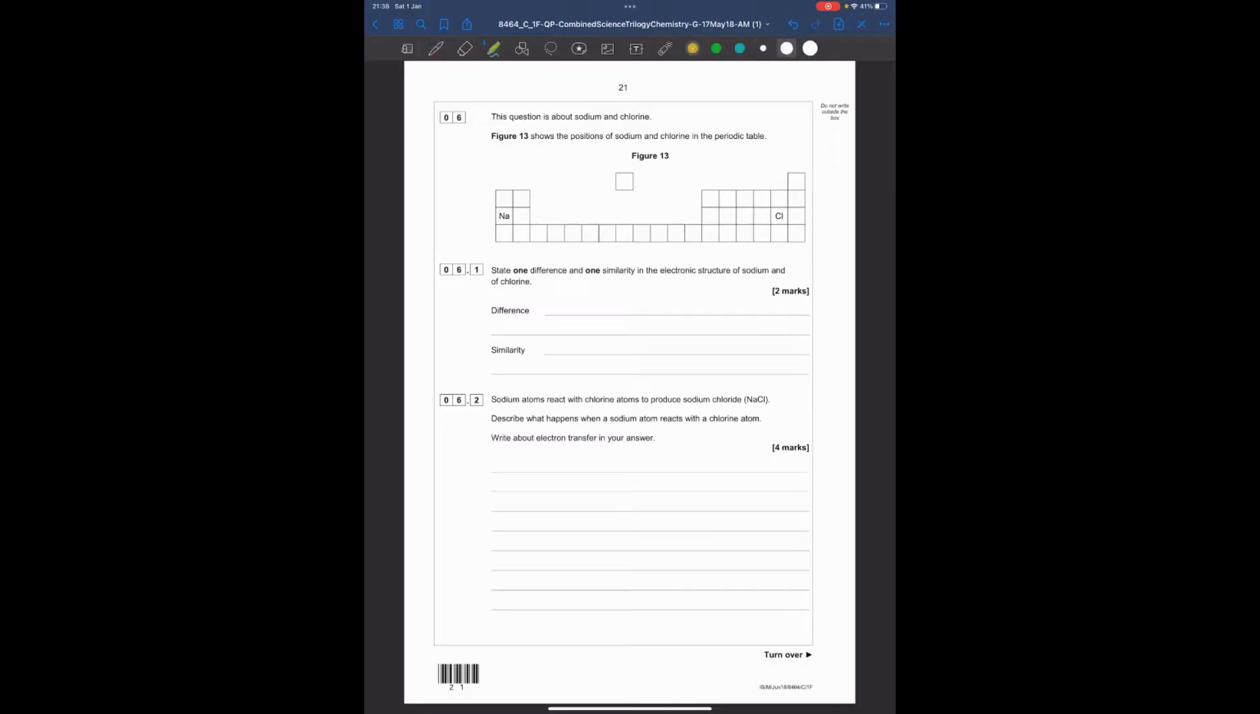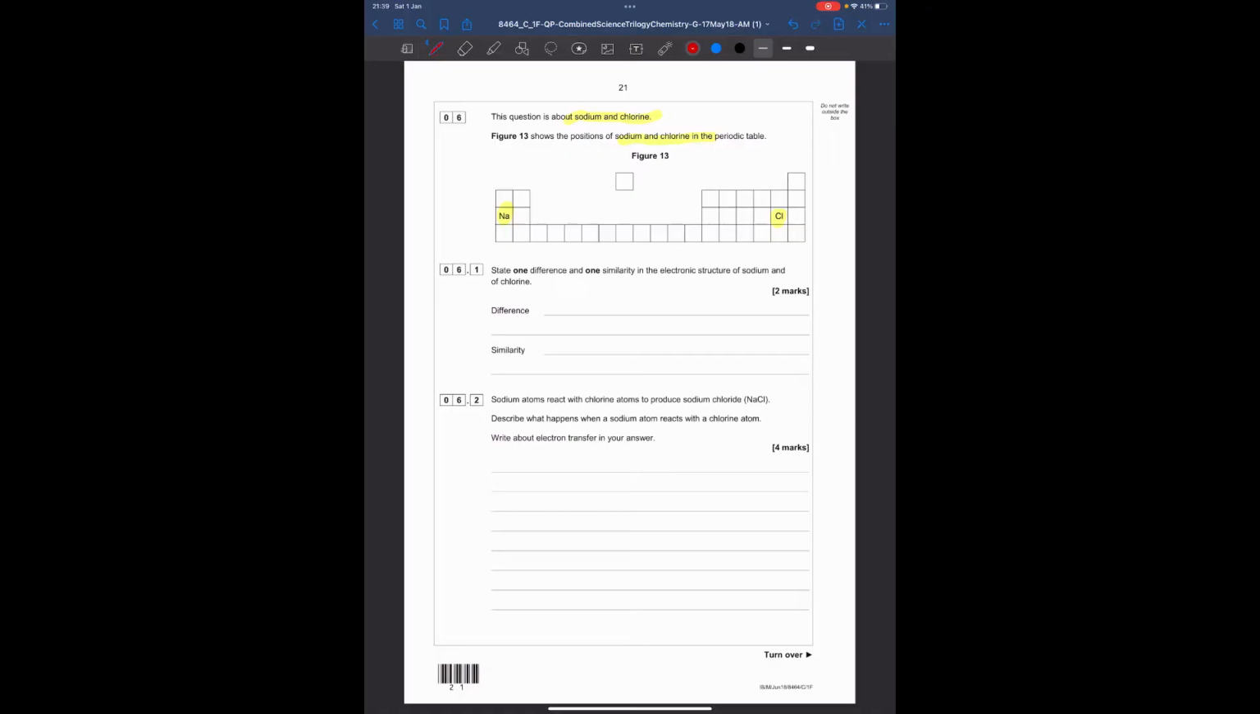Okay, so moving on to question 6 then. This question is about sodium and chlorine. Figure 13 shows the positions of sodium and chlorine in the periodic table. So you've got sodium in group 1, chlorine in group 7. State one difference and one similarity in the electronic structure of sodium and chlorine.